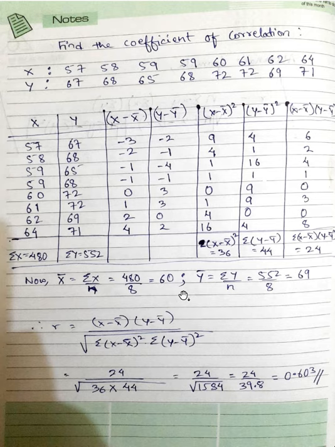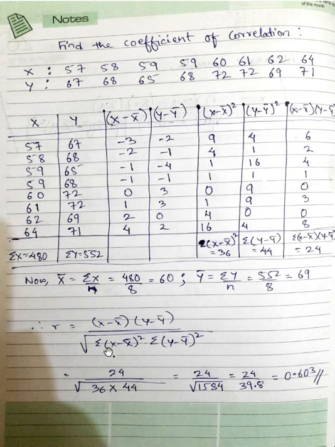So we now write down the formula. Therefore r, the correlation coefficient, is equal to summation. I forgot to write summation here. Please, I repeat again, write a summation here. Summation x minus x bar into y minus y bar, divided by the square root of summation x minus x bar whole square into summation y minus y bar whole square.